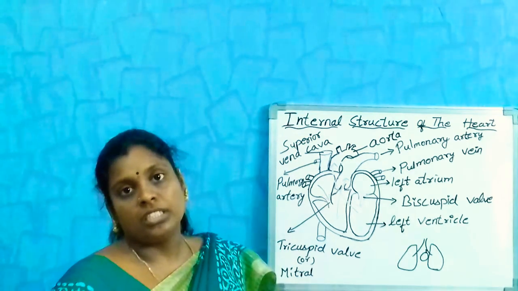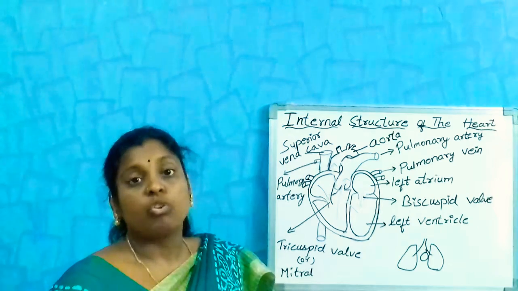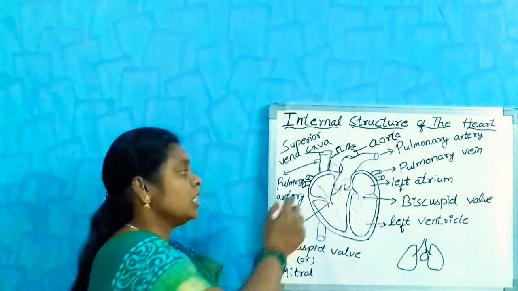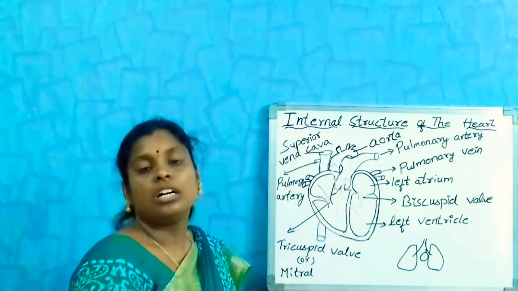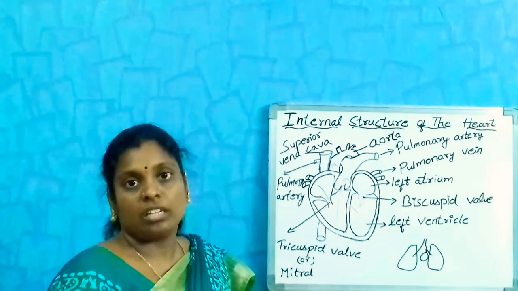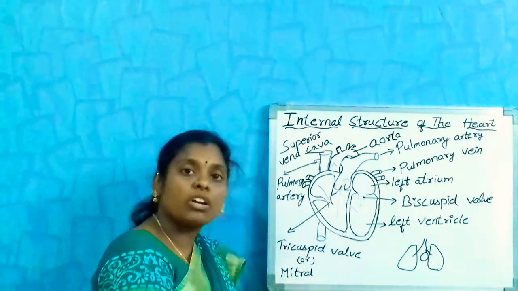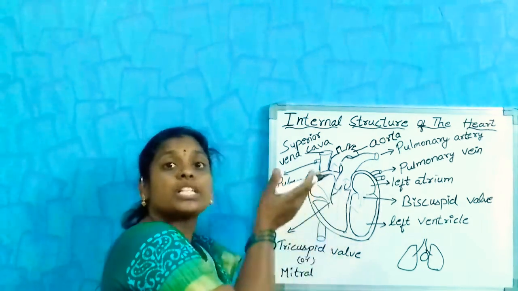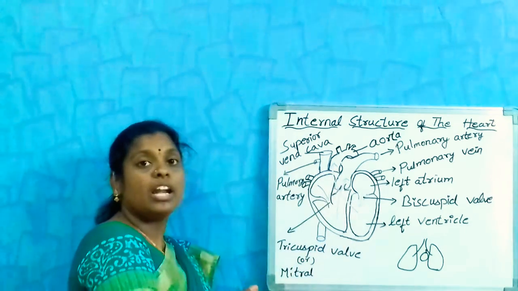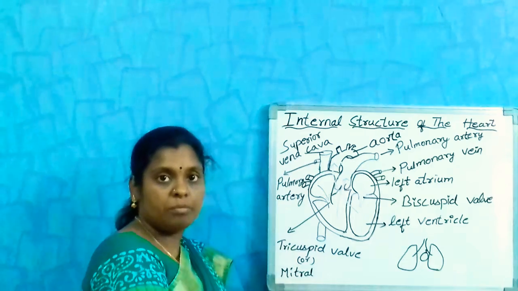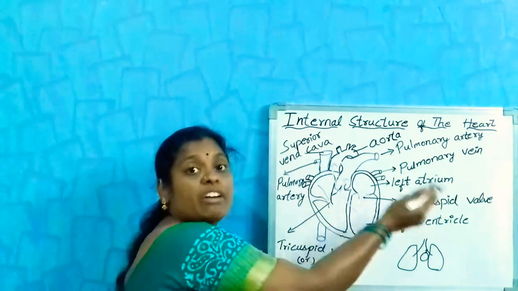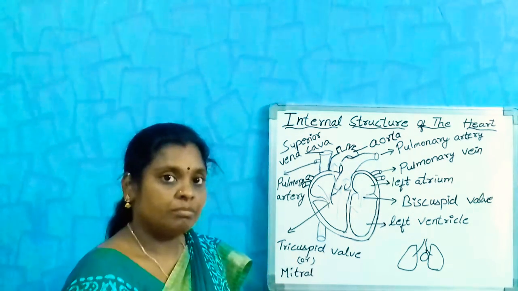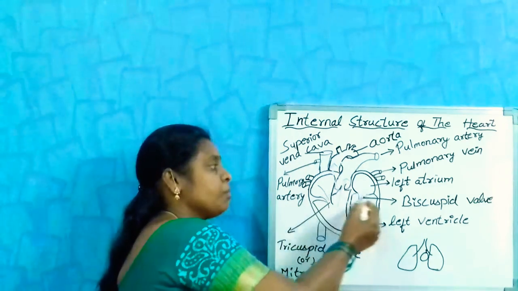The heart consists of 4 chambers. You can see the 4 chambers. The upper 2 chambers are called auricles, and the lower 2 chambers are called ventricles. The auricle present towards the right side is called the right auricle or right atrium, and the one towards the left side is called the left auricle or left atrium.